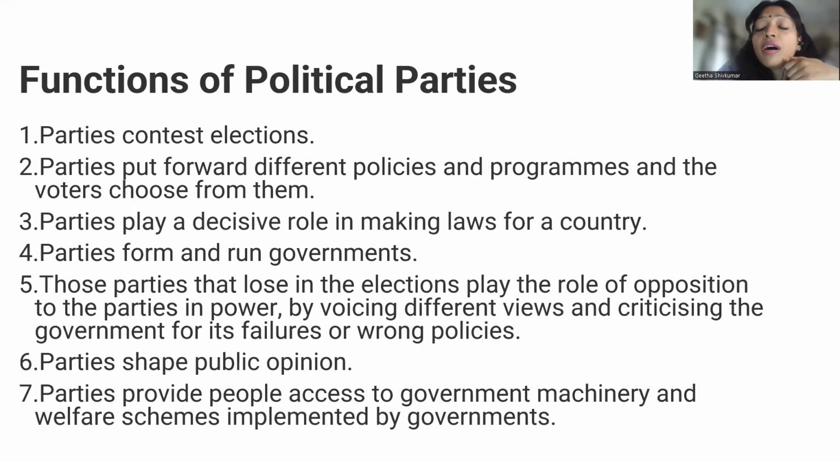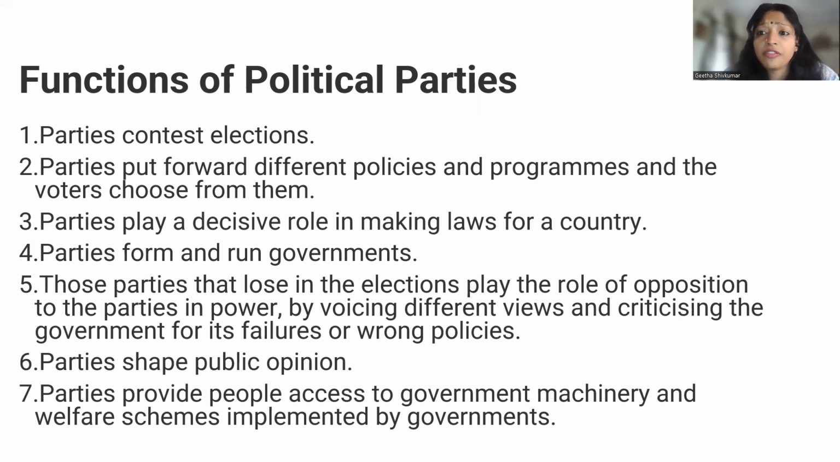Now let's move from the definition to the functions of political parties. When we talk about the functions of a political party, the first three functions have come from the definition only. A political party is a group of people. What do they do? They contest election. That is your first function. Parties contest election. They put forward policies and programs. That is your second function. Third, parties play a decisive role in making laws for the country.